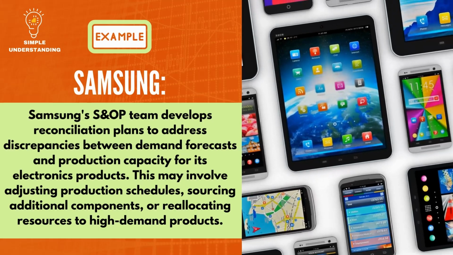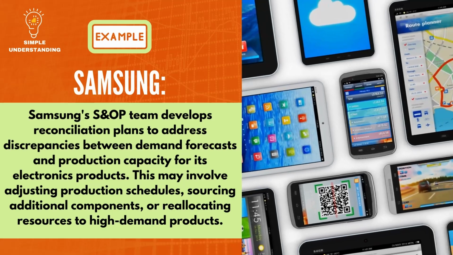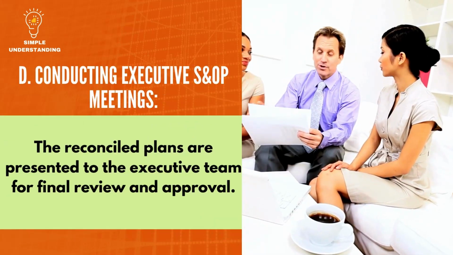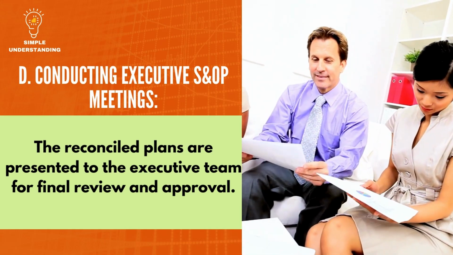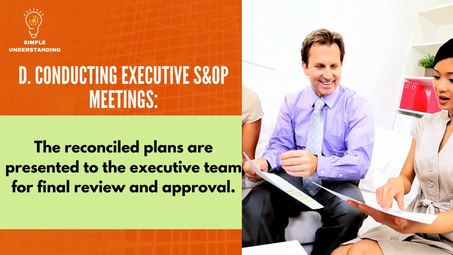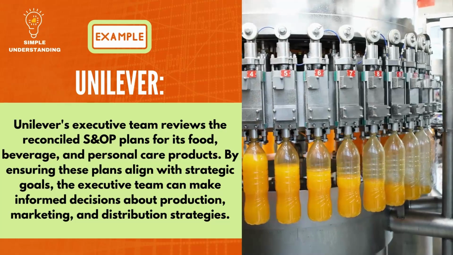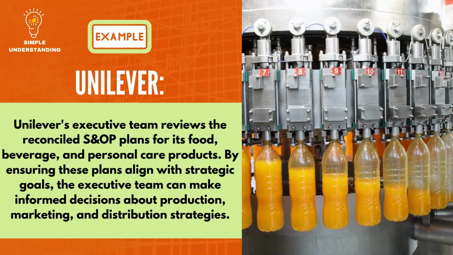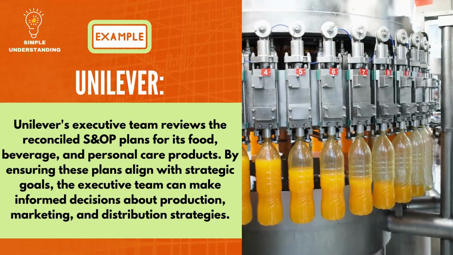This may involve adjusting production schedules, sourcing additional components, or reallocating resources to high-demand products. D. Conducting executive S&OP meetings. The reconciled plans are presented to the executive team for final review and approval. Example: Unilever. Unilever's executive team reviews the reconciled S&OP plans for its food, beverage, and personal care products.